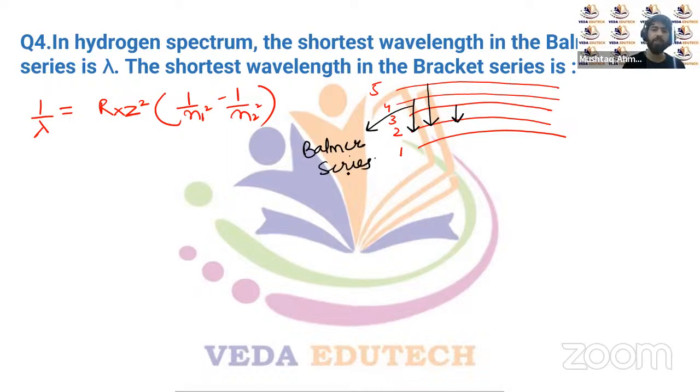If the transition takes place from n3 to n2, we call it the H alpha line. If it is between n4 to n2, we call it the H beta line.